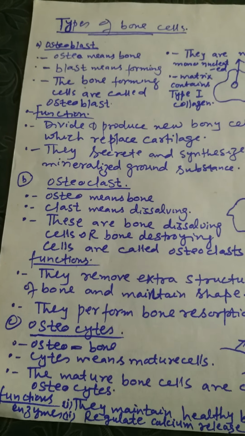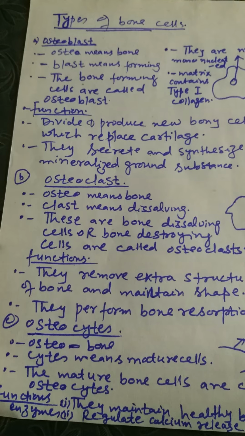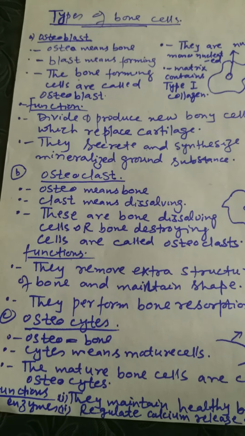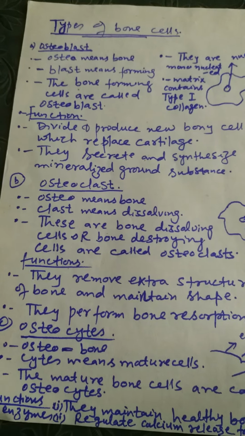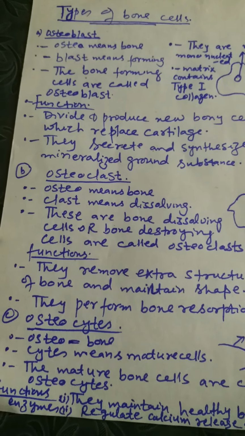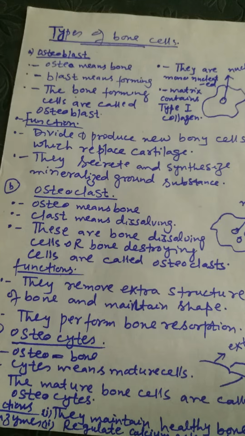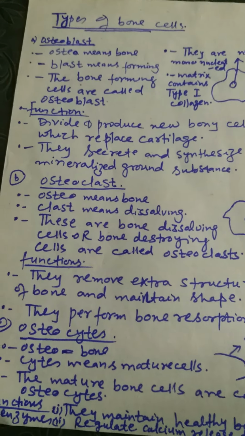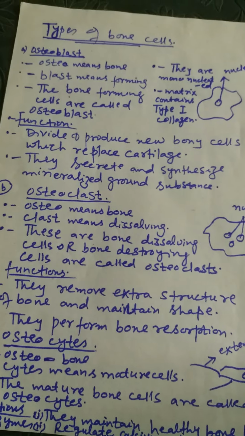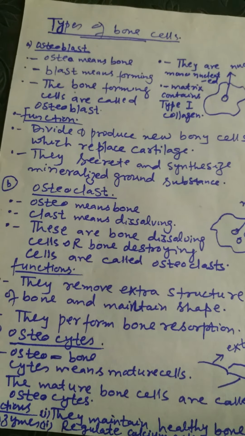Sometimes a fracture happens, the bone breaks. The cells of the broken bone are dissolved by osteoclasts. Bone dissolving cells are osteoclasts, and bone destroying cells are osteoclasts. They dissolve the cells of the broken bone, and then new bone is formed. By means of osteoclasts, they remove the extra structure of the bone, and remove the minerals, calcium, phosphate, etc., from the broken bone. Osteoclasts also help later on in maintaining the shape.